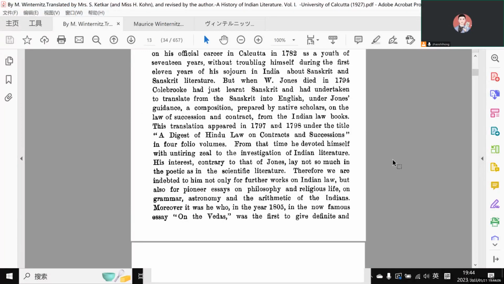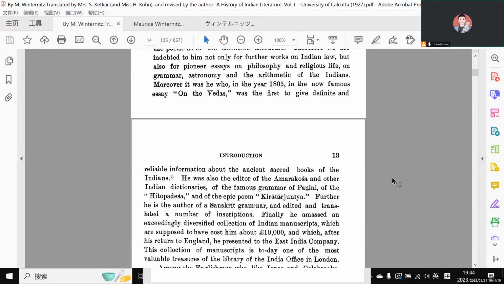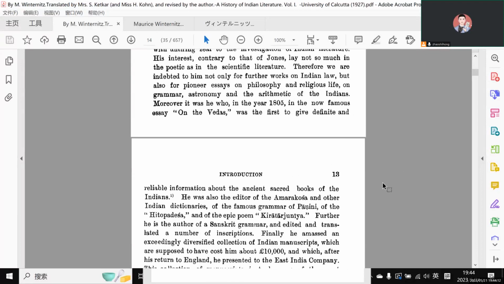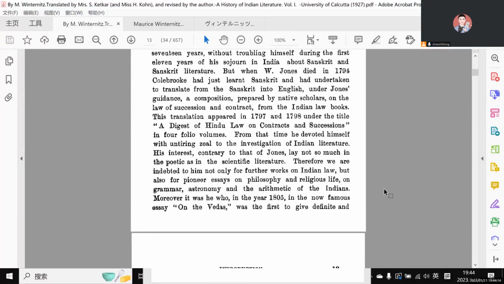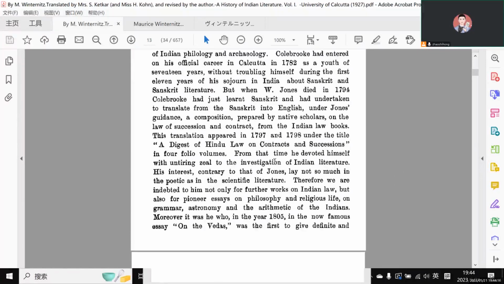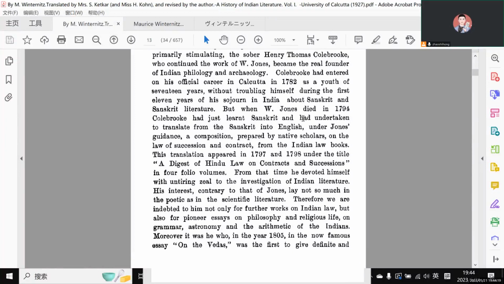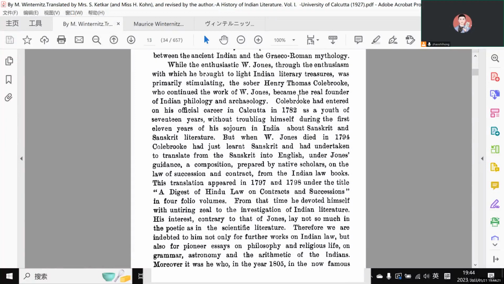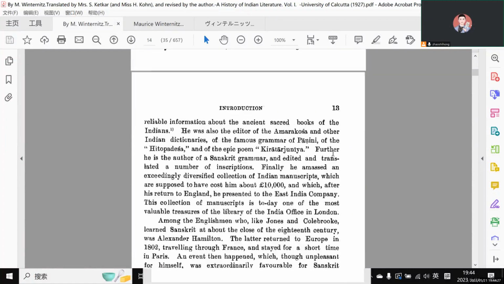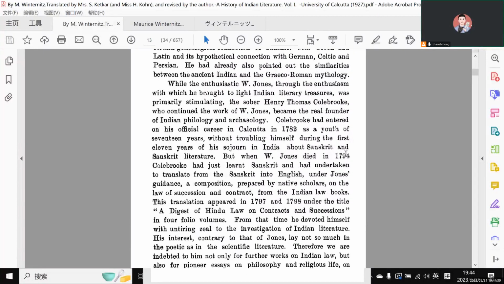And next person, very important person, let me see who is next. Let me see who this guy is. Henry Thomas Colebrooke. This guy is also very important. He is actually the successor, I think, of William Jones.